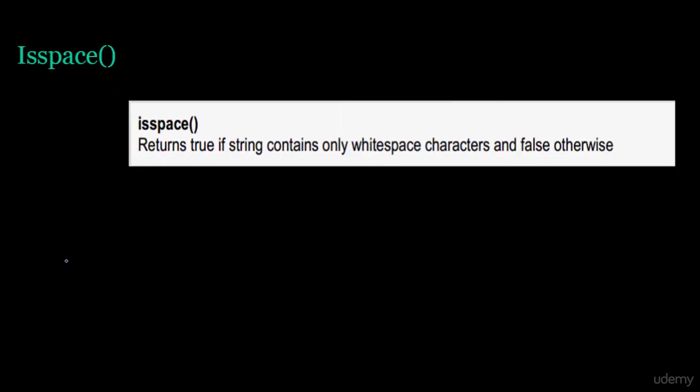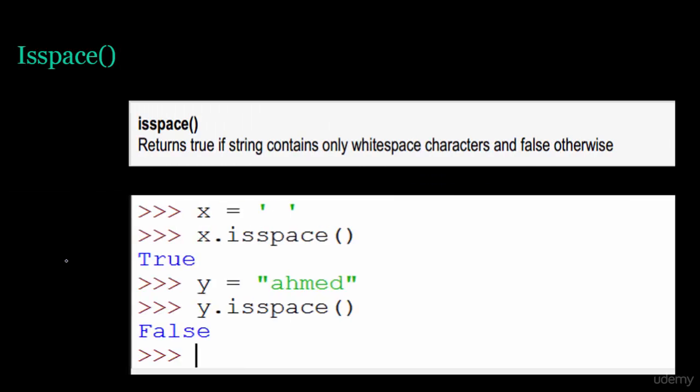Is space. This method returns true if a string contains only space characters and false otherwise. Okay. If you look here, if I type x equal to a space, and I check x dot is space, this will give us true because this is a space here. But if I type y equal to Ahmed, then y dot is space will give us false because this is a string here, not a space.